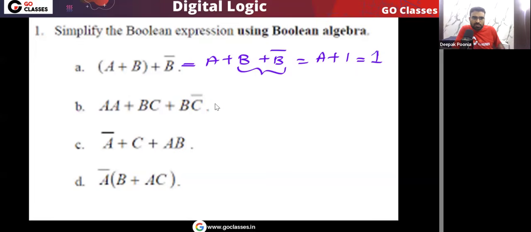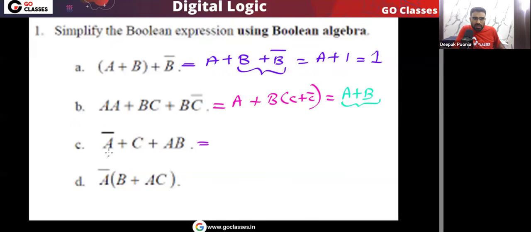Let's solve the next question. A and A, that is equal to A. So it will become A. Or remember, here I can take this B out. If I take this B out, inside I will get C or C bar. C or C bar equal to 1. B and 1 equal to B. So finally I will get A or B. This will be the answer.